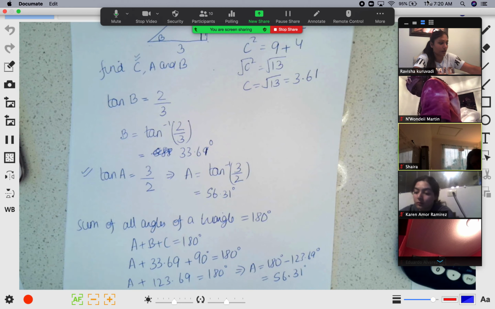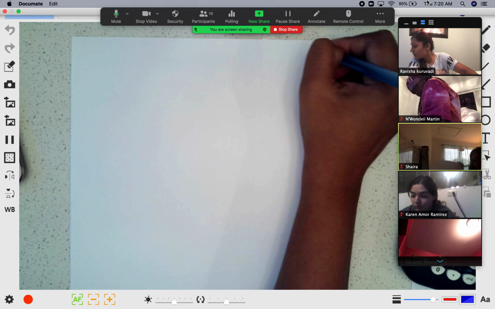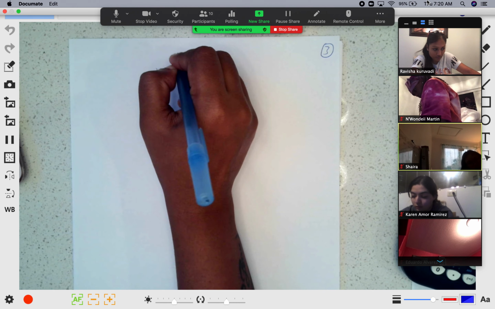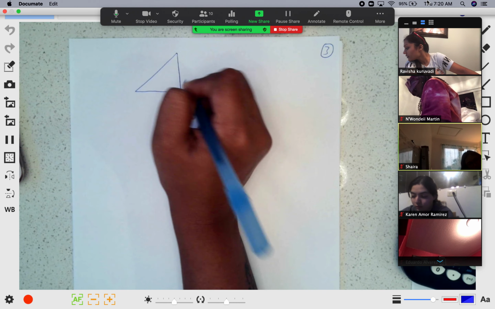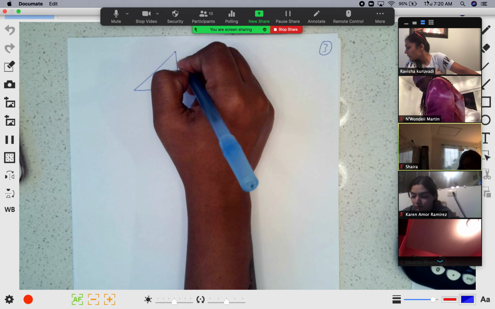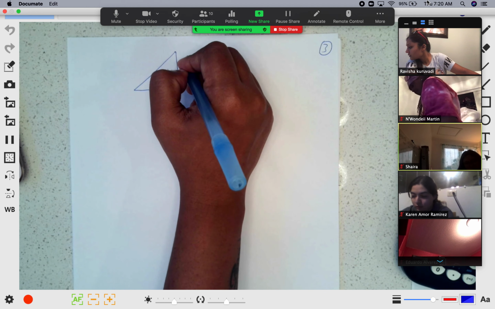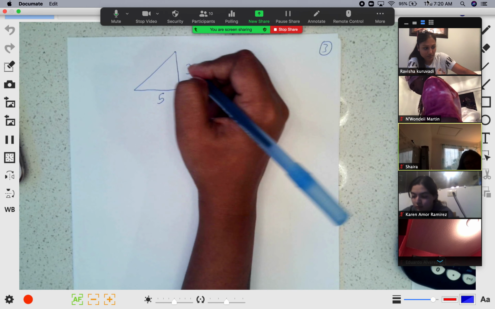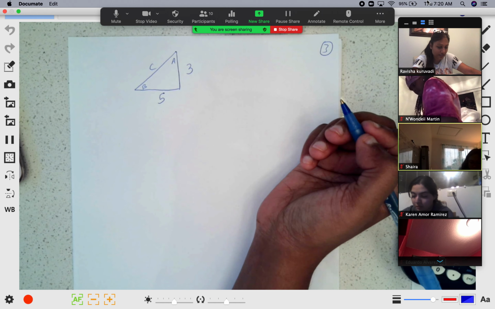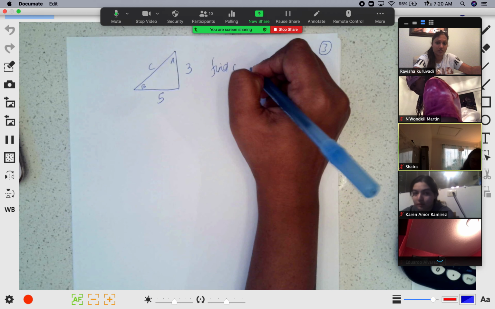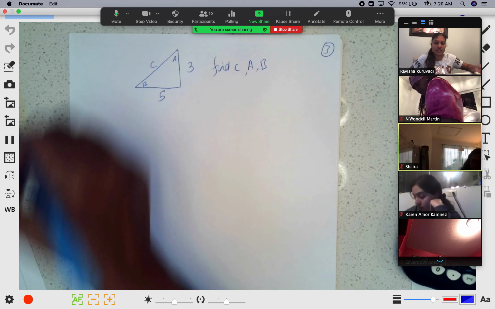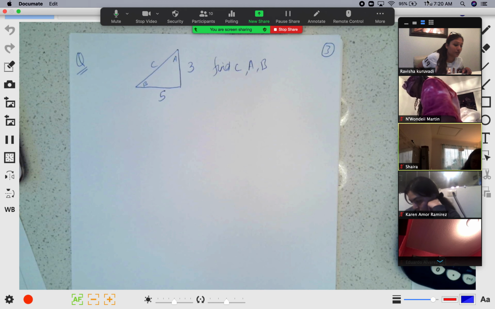Do this problem now. You are given, okay, so this is your triangle. You are given this as 5, B as 3, this is C, this is A, this is B. It says find C, A, B. You have to find all these. Do right now this question. We did the same way. It's the same question we did right now. It's just different values.